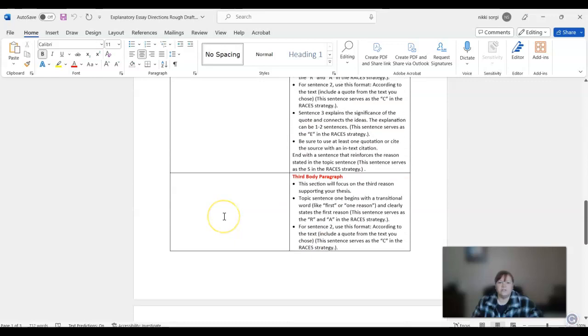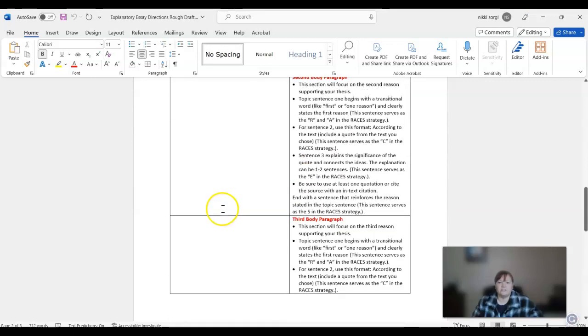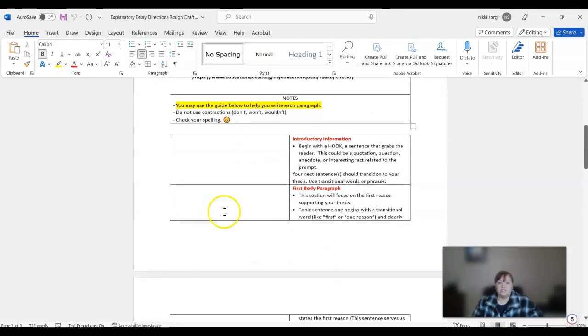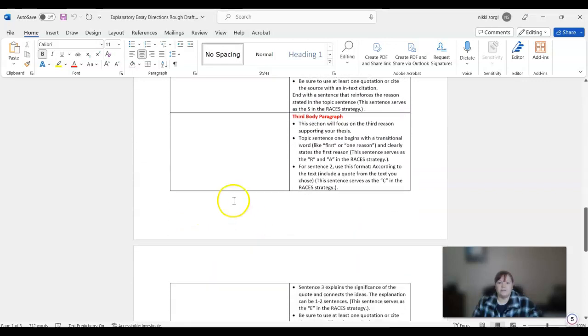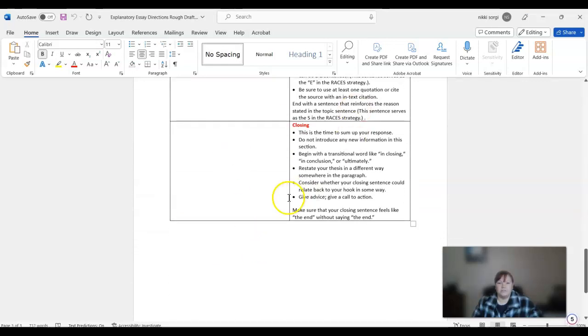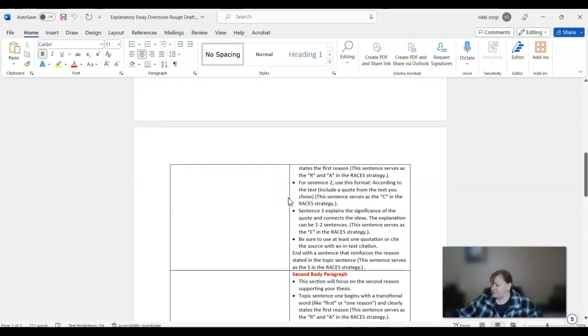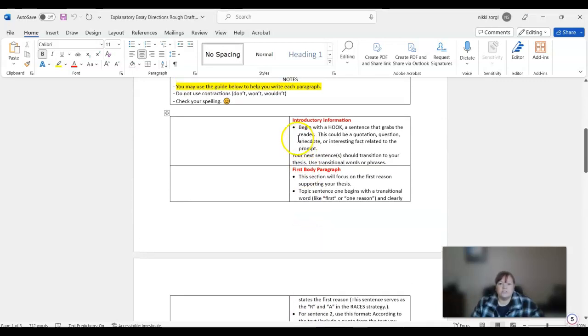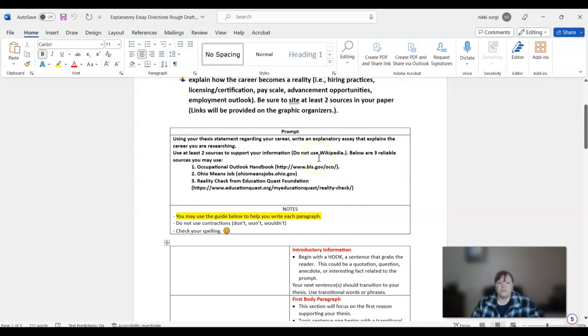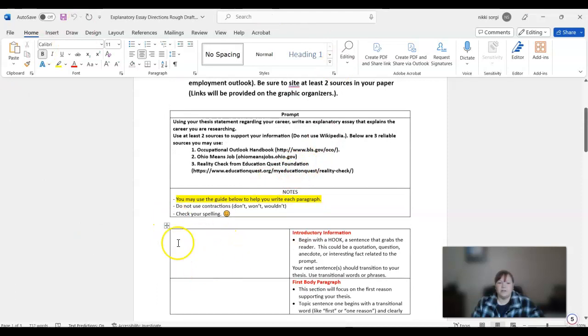But look right here, this will be your 5 paragraphs, right? So it's got your introduction, your first body, your second body, your third body, and then your conclusion. Okay. So for the introduction, it does say right here: you're going to begin with a hook, a sentence that grabs the reader. This could be a quotation, question, anecdote, or interesting fact related to the prompt. You next should transition to your thesis. Use transition words or phrases. So this video is on how to complete that introductory paragraph.